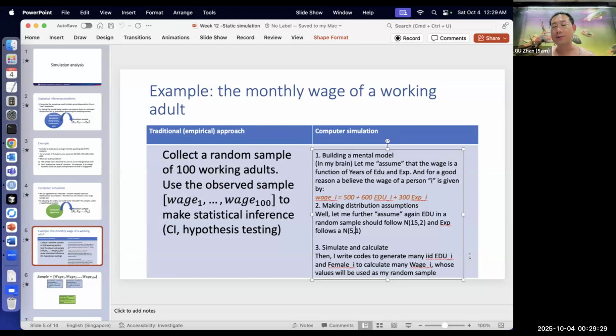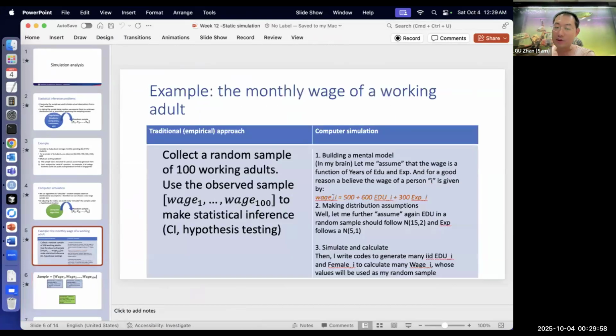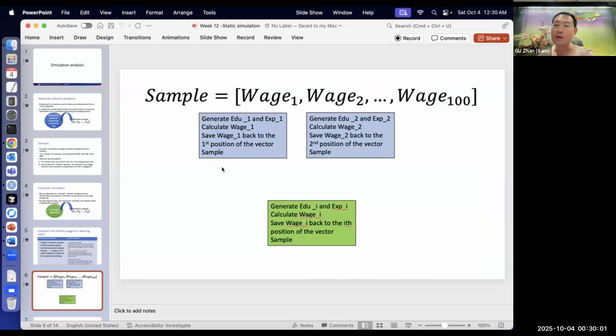Then we repeatedly draw. Okay, so this is an example, do it 100 times. Here is the procedure. Generate the first wage. I draw the education randomly from a normal distribution and draw a work experience from the normal distribution for work experience. Then feed them into this formula to calculate the wage, then save it. So this is your wage one, sample one. Then you repeat it 100 times.